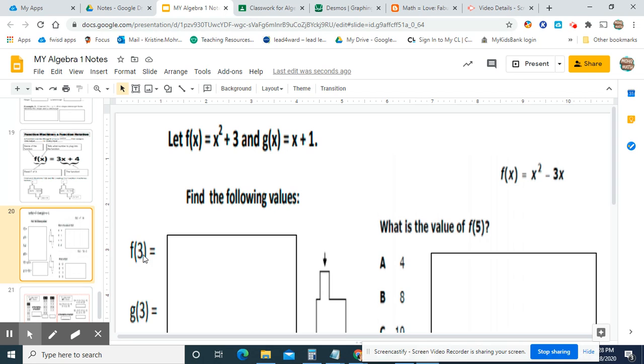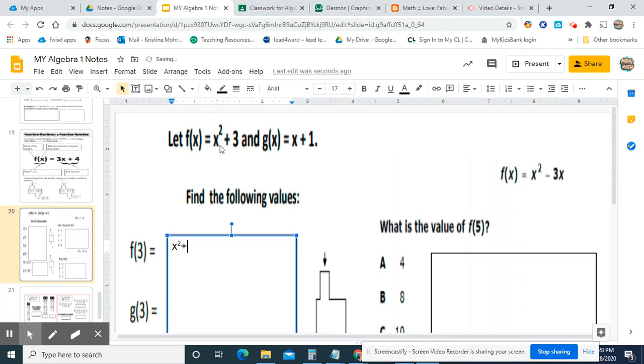All right, but let's start with f of 3. So we're going to use this f function. f of x is equal to x squared plus 3, but we know that that x is actually changing. Notice that it's f of x here, but now we are putting in 3 for x instead. So we have 3, sorry, I meant 3, and that's squared plus 3 more.